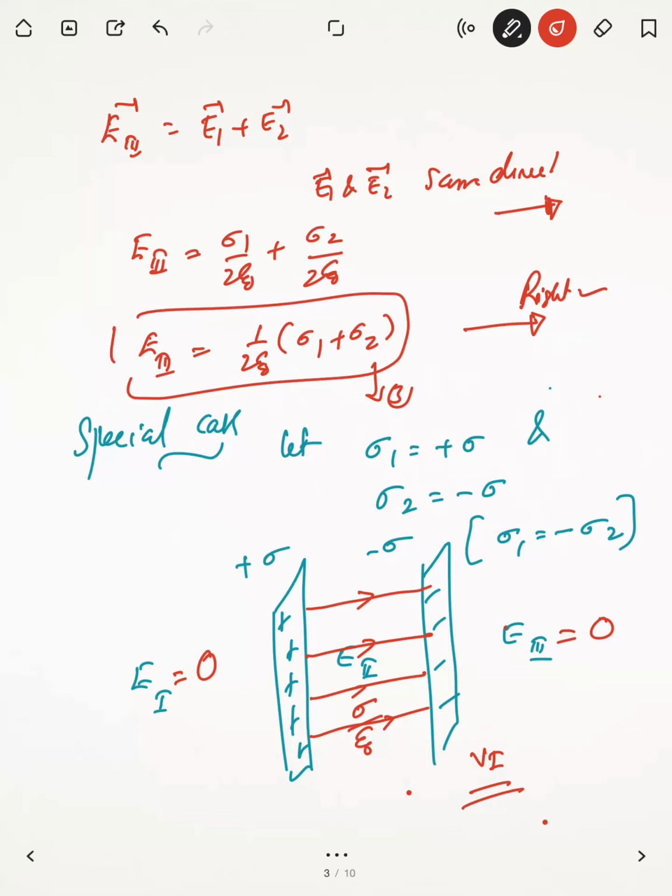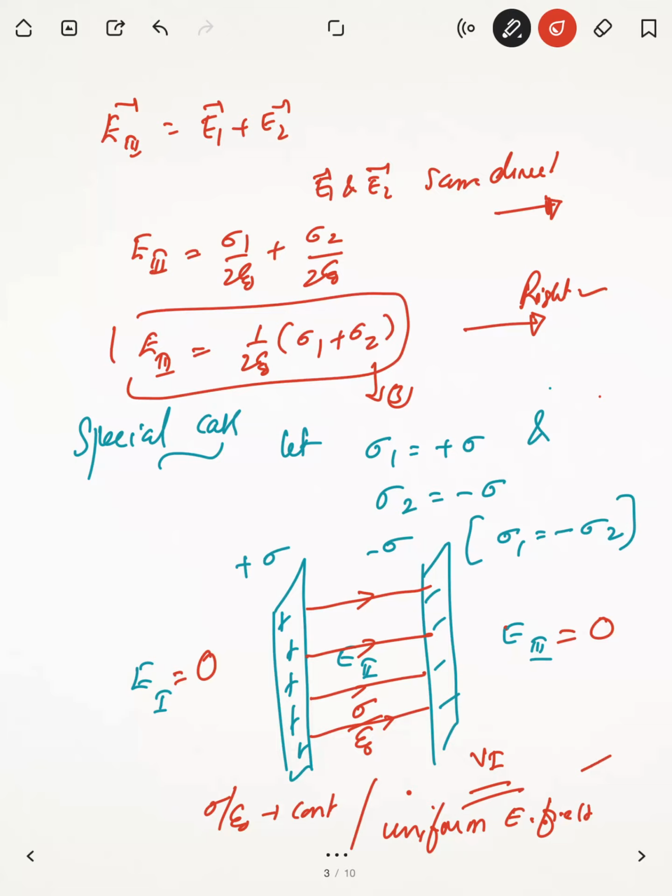If you have two sheets of charges, one connected to positive potential and another connected to negative potential, then on the extreme left and right the electric field is 0, and the electric field exists only in between the plates. That is sigma by epsilon 0, which is a constant value, and it is an example of a uniform electric field. How will you design or produce a uniform electric field? This is the method, and this is a very, very important one.